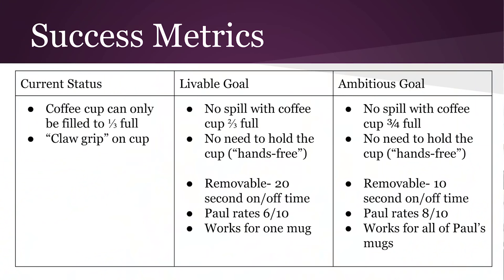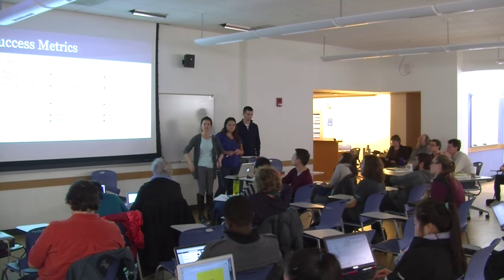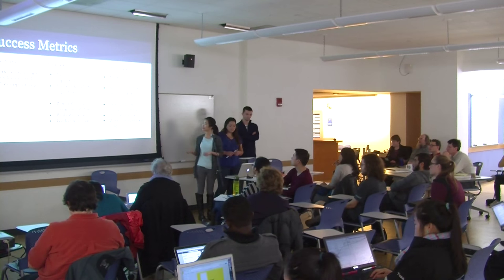The success metrics we had: the previous status is that the coffee cup can only be filled to 1/3 full. So in the morning, he can only fill up to 1/3, walk to the sofa, sit down and drink the 1/3 cup of coffee, and then go back to get more. And he had to claw grip the cup. Because he's using crutches, that can sometimes be turbulent, so even if it's only 1/3 full, it can still spill on his hand.